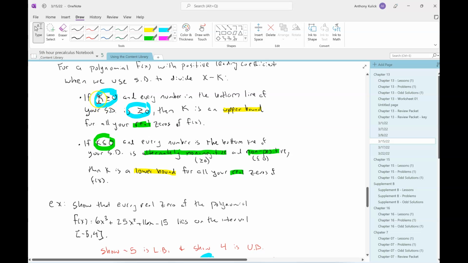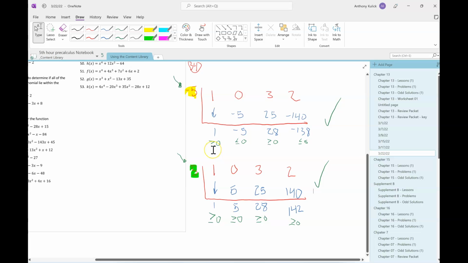Okay. So this theorem only works if you're bounding it between a negative and a positive number. So the positives, to be an upper bound, they all have to be positive. And the negative can only be a lower bound, and they have to alternate. I thought there was one extra criteria in there.